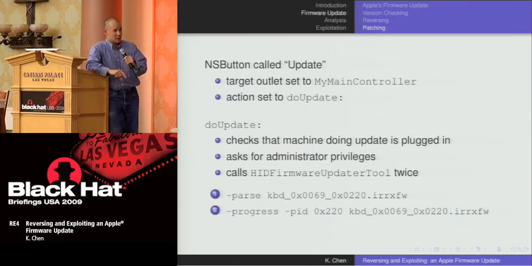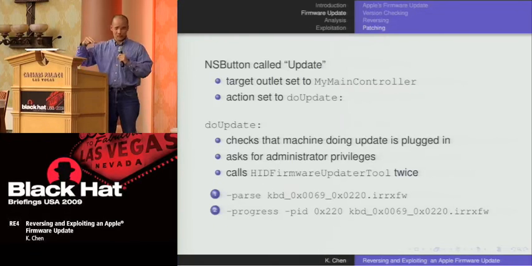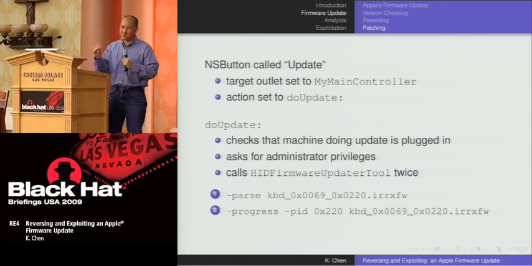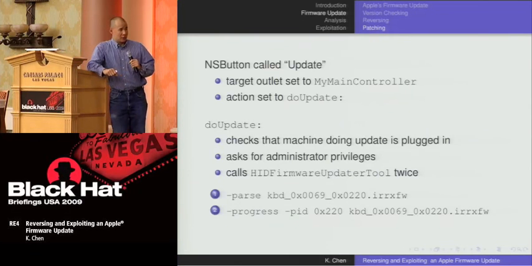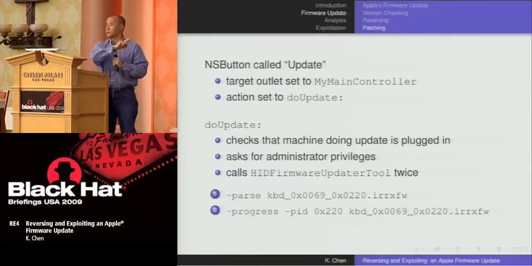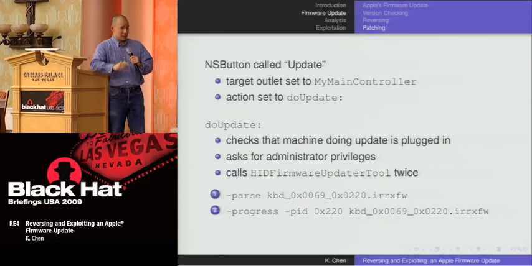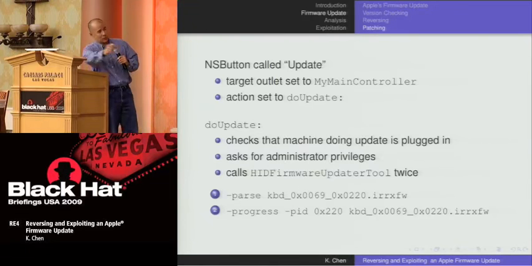We see that it checks that the machine is plugged in. You don't want to be doing a firmware update, say, if you have a laptop running on battery, because if you have power problems, that can be bad if the firmware update is interrupted. Then it asks for administrator privileges, and it turns out you don't actually need administrator privileges. There's actually another binary in the resources directory called HID firmware updater tool, and this is called twice by that Cocoa application. The first time it's called with the arguments like parse, and then that firmware image.